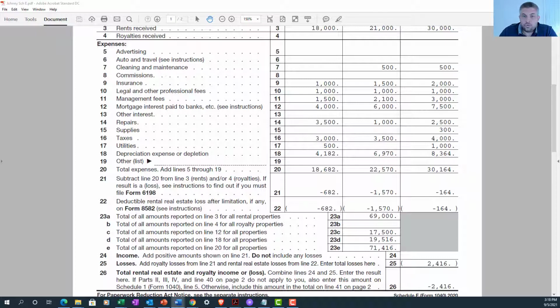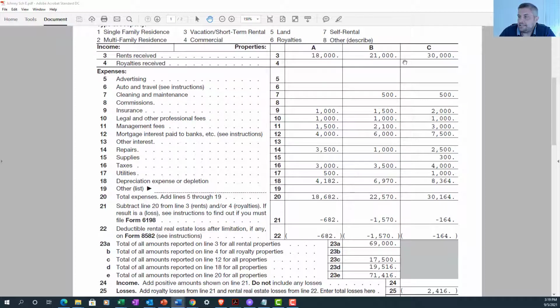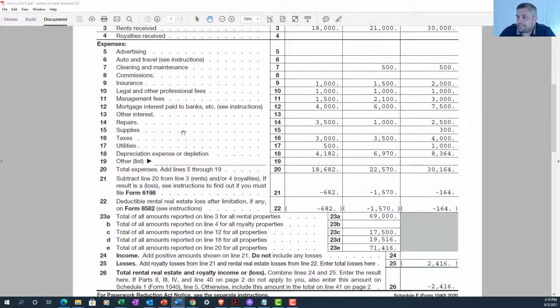Next, on line 23, we report totals from various lines above. 23A reports total income from line 3 above. So you'll see our $69,000 here is the total of income from columns A, B, and C above. 18,000 plus 21,000 plus 30,000 gives us the 69,000.